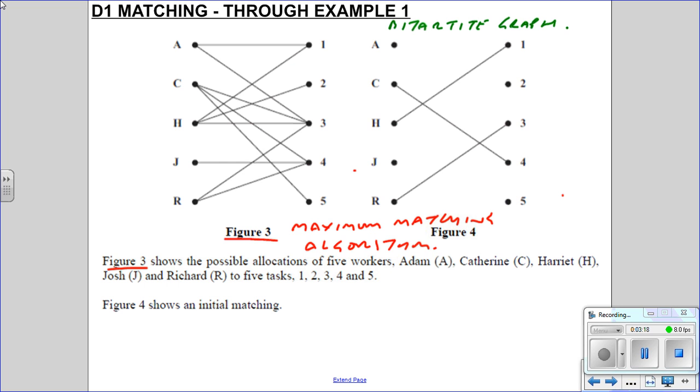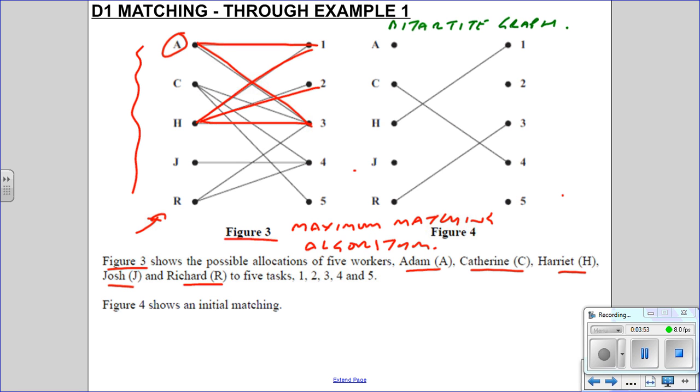Now, figure 3, as you can see, this one here shows the possible allocations of 5 workers: Adam A, Catherine C, Harriet H, Josh J, and Richard R, to 5 tasks: 1, 2, 3, 4, 5. What does this thing on the left mean? Well, this shows that Adam A here is able to perform task 1 and is able to perform task 3, i.e. has the skills in order to do that. H for Harriet, she can perform tasks 1, 2, and 3. Okay? But remember, our task is to make sure one person is allocated to one task.